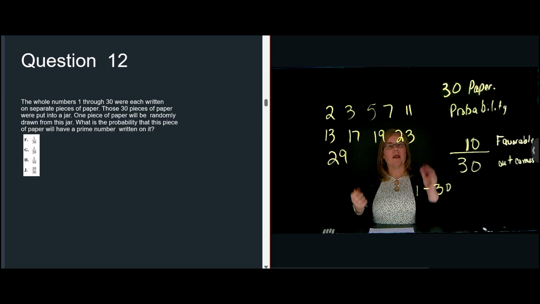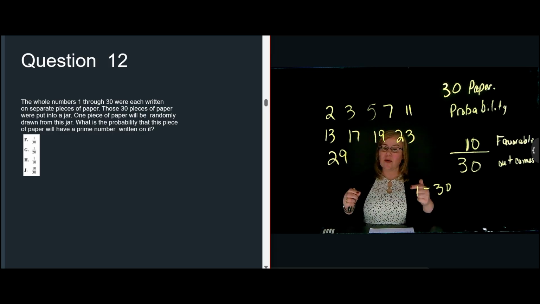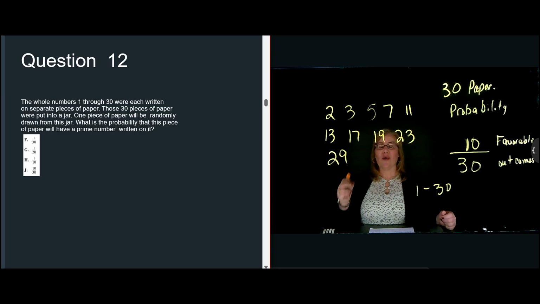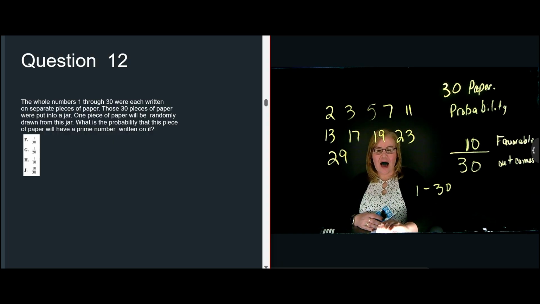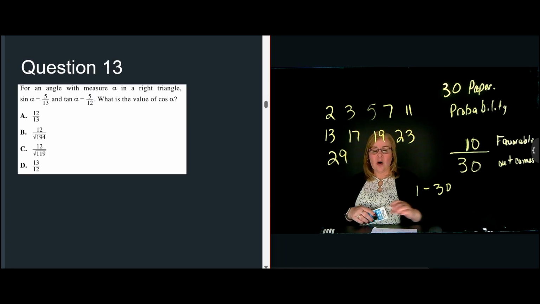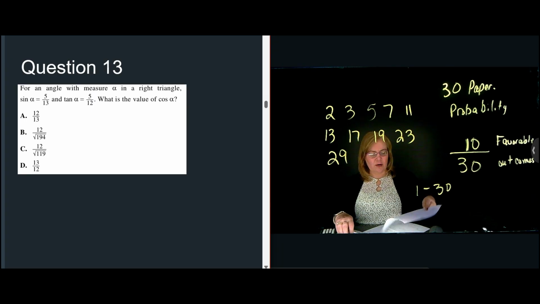Now remember what prime numbers are, and remember what composite numbers are. Prime numbers can only be multiplied by 1 and itself. Those are the only factors that it has. So let's go ahead and look at our next problem while I erase. So here is problem 13. Let me grab my notes.